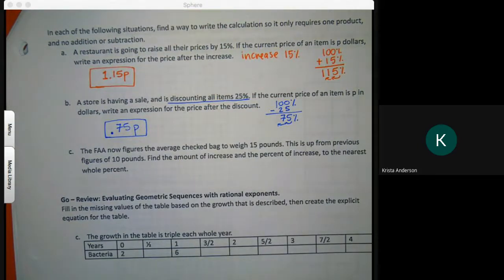Increasing means it goes above 1. Decreasing means it goes below 1. That's below 100%. You're not paying the full price.